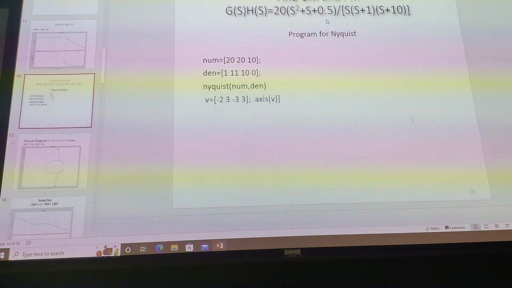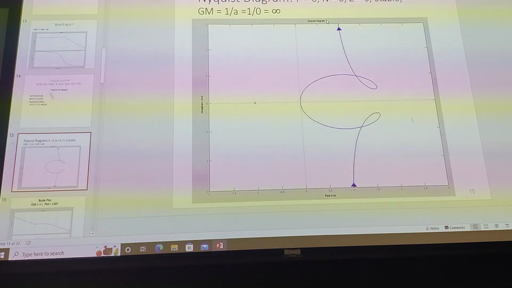Let's see what happened with this one. We have the program for Nyquist, that system. What can you say about the system stability? P equals 0, no poles on the right half of the plane for the original function. No encirclements of the point minus 1, so Z is 0. So the system is stable, as can be seen there. It doesn't encircle the point minus 1 at any time.